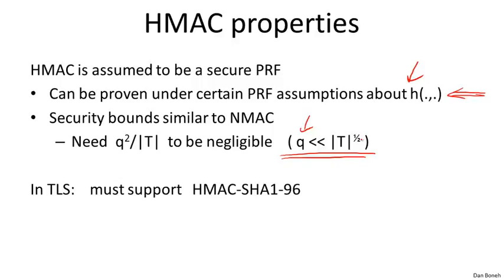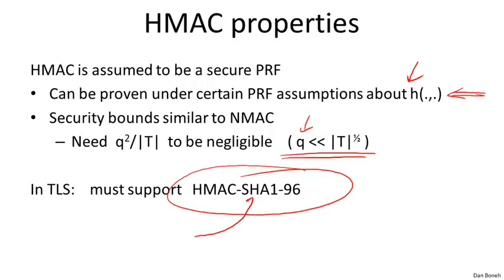And as a last point about HMAC, I'll tell you that the TLS standard actually requires that one support HMAC-SHA1-96, which means HMAC built from the SHA-1 function and truncated to 96 bits. SHA-1, remember, outputs 160 bits, and we truncated to the most significant 96 bits. Now you might be wondering, remember we said before that SHA-1 is no longer considered a secure hash function, so how come we're using SHA-1 in HMAC?